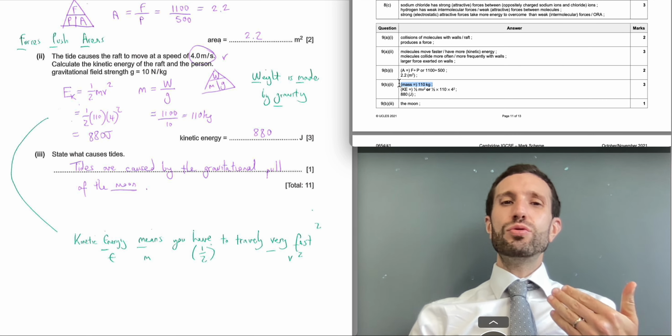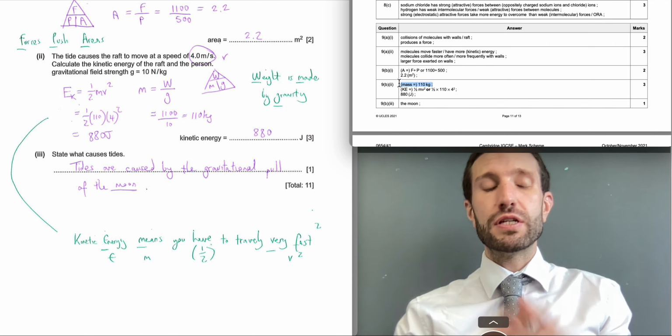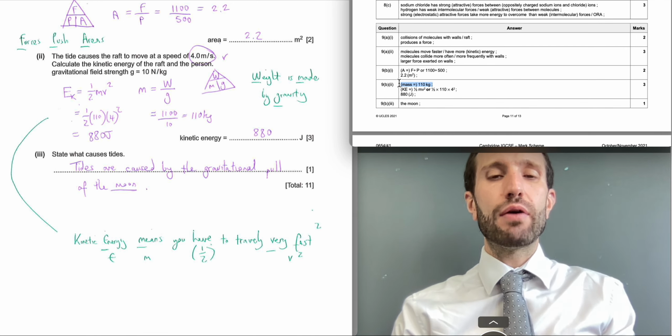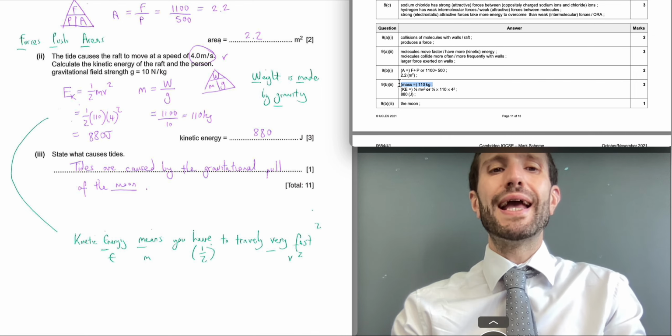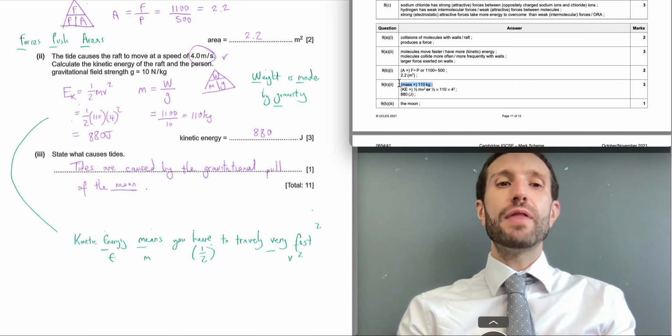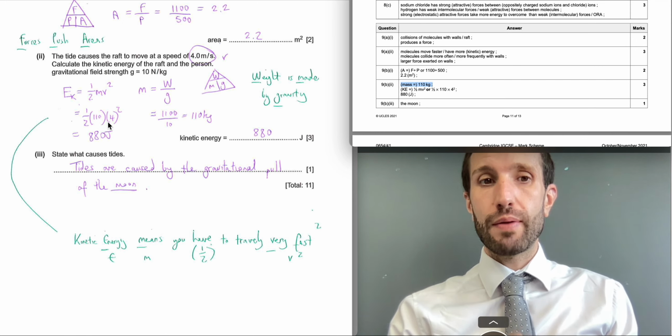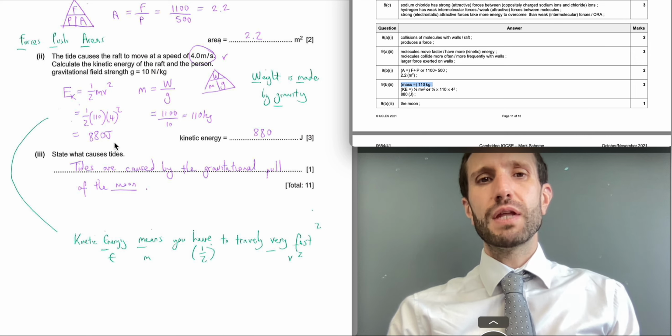Now if you look at the mark scheme, there is a mark for saying 110 kilograms. Whether you needed to work that out or you could just identify it, it's a GCSE level question. I would calculate it, show you know why it is 110 kilograms rather than just saying it is. And from there, you can put in your half, 110, 4 squared, remembering to square there, and getting 880.